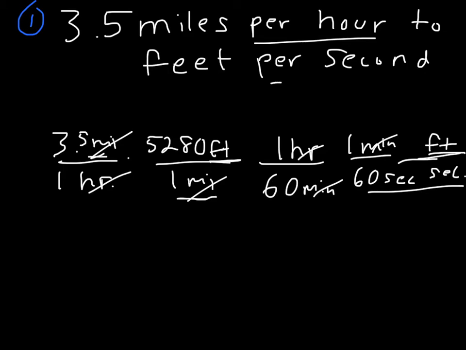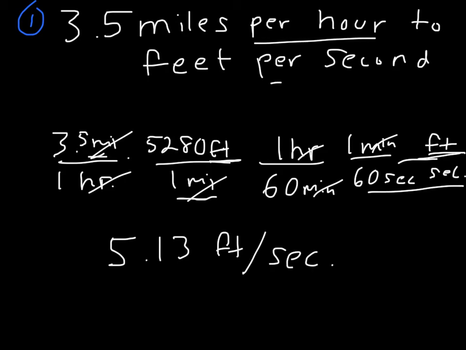All right. So if we multiply across the top, we're going to take 3.5 times 5,280 times 1 times 1. Then we divide that by, on the bottom, 1 times 60 times 60. Okay. And if we put that into our calculator here, we get 5.13, and again it's in feet per second.